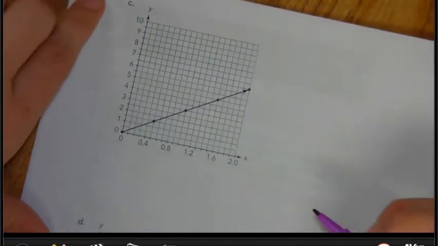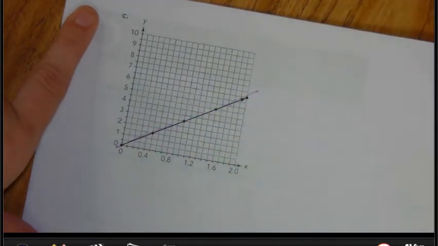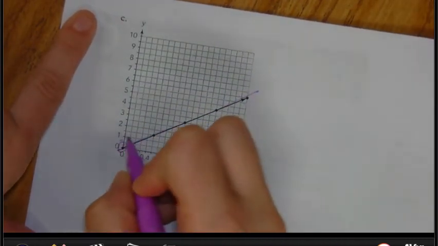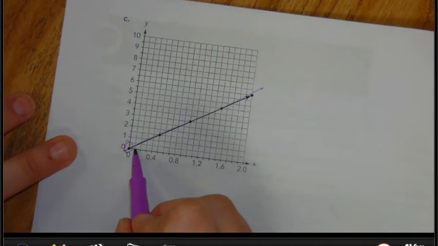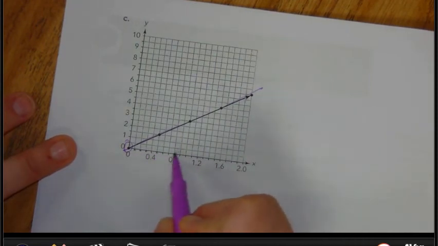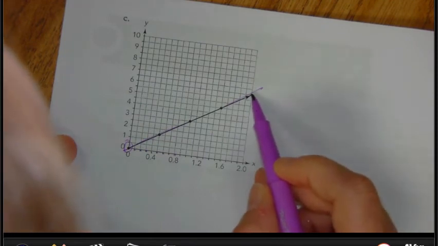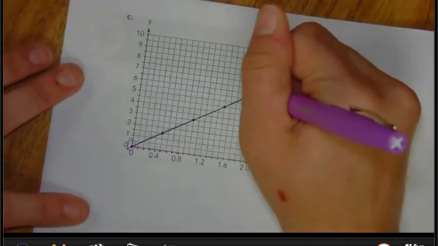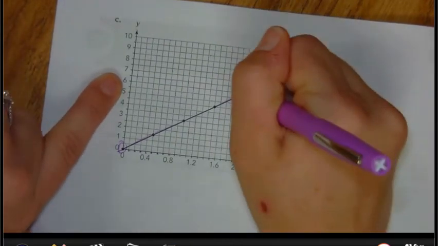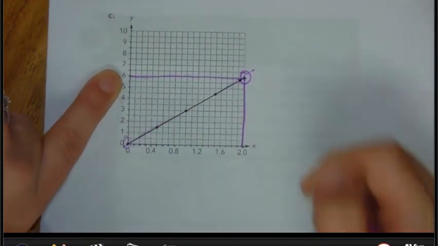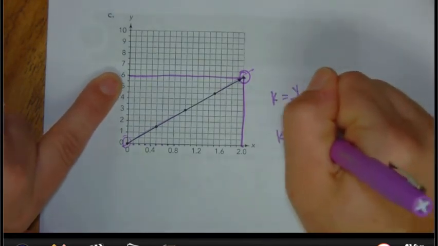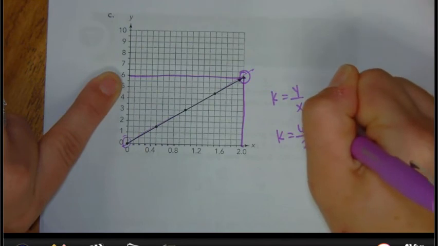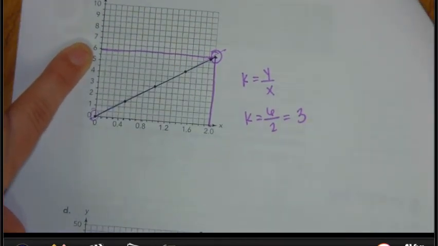All right, let's look at letter C. Does letter C pass my first one? Yep. Does it go through 0, 0? Yep. Let's see if we can find a constant of proportionality here. Let's find a nice point. Oh, look right here, I can. Let's use this coordinate point because I see that I'm at 2 for x, and for y I am at 6. Remember, k is equal to y over x. So k is going to equal 6 over 2, which is 3. My constant of proportionality is 3.